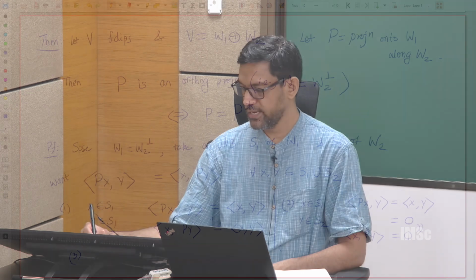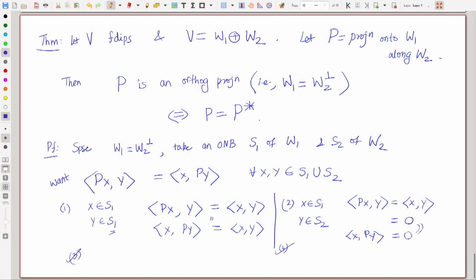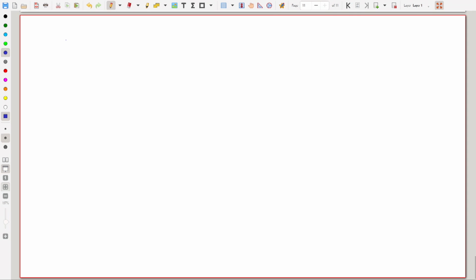And likewise there are 2 more cases. So you also have to check case 3 and case 4. Okay, so I am just going to leave those two cases here. So what this essentially shows is that this property is true. And let us do the converse. The converse is even simpler. The converse says if P equals P star, then W1 is equal to W2 perp. So if P equals P star, so let us prove this.